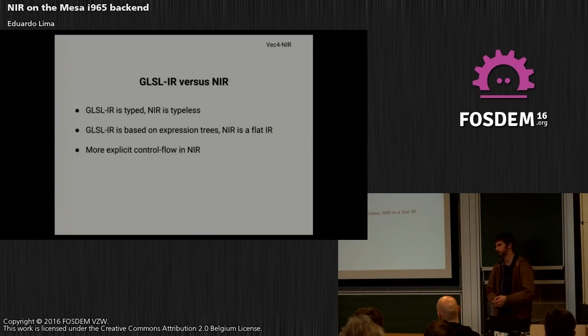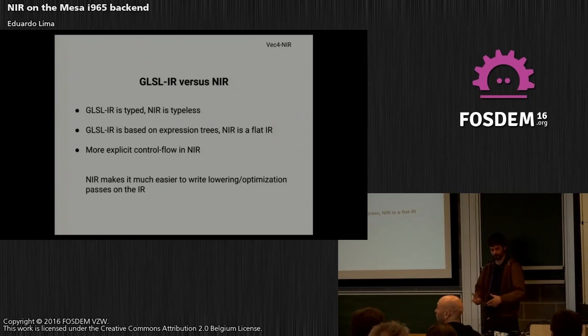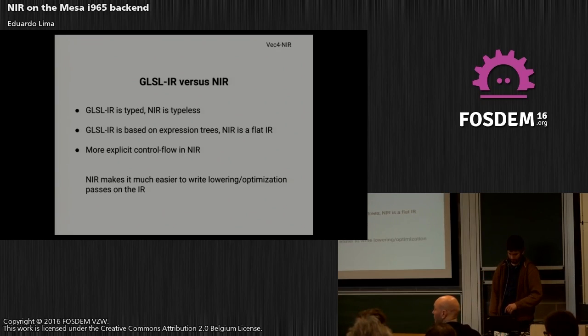And then in NIR the control flow of the shader programs is more explicit. This means that you have blocks of control flow, like if you have an if, you have a block there, so you can see the actual block. We're going to see this with an example, which will be much clearer. If you have a function, you will have a block for the implementation of the function, and if you have a loop, you're going to have a block for this loop. So this is explicit in NIR, while in the GLSL IR it is not.